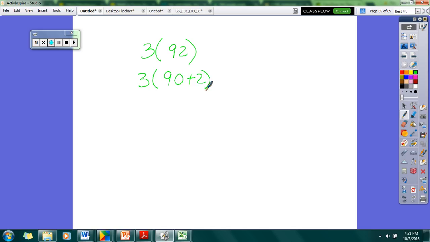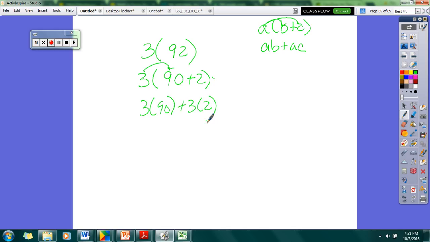Okay, the distributive property tells me that if I have A times B plus C, which is in this form, I'm going to distribute A to the B to multiply plus A to the C to multiply. So I'm going to take 3 times 90 plus 3 times 2. Okay, so in this case I'm going to have 270 plus 6 to get the answer of 276. When I break this down this way, it allows me to quickly or easily multiply, because as you can see, we just need to know 3 times 9, which is 27, and add a 0.